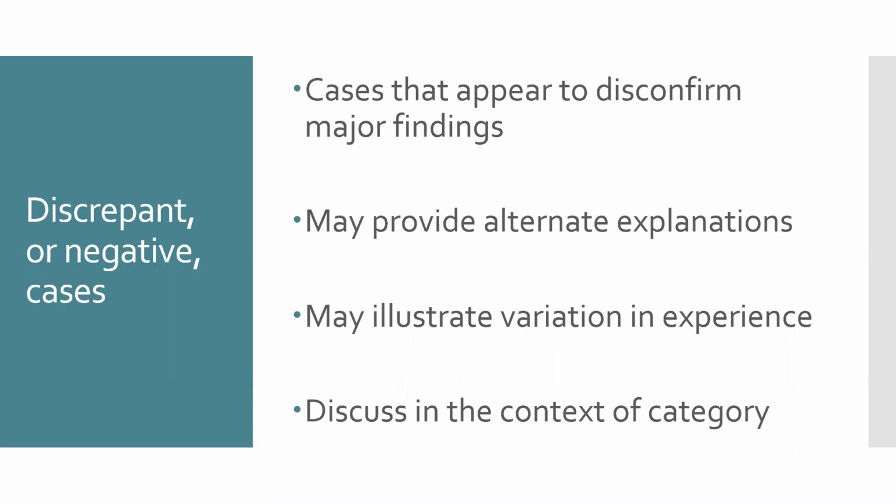What do you do with that participant? This is a discrepant case. This is a negative case. Okay. It might appear that it disconfirms the overall pattern. Okay. And so you have to think about what this might be telling you. Okay. And it could provide alternate explanations. Okay. Clearly, there is some variation in this experience that, yes, while most people had a good time and they had a good time for all of these reasons, this other participant did not. So there's variation that's happening.